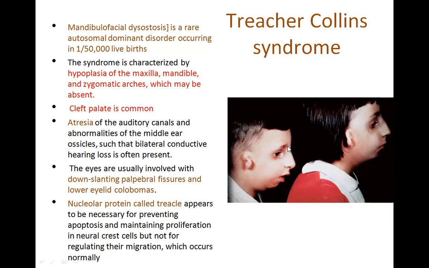There is a protein known as treacle, which is defective over here. It is necessary for preventing apoptosis and maintaining the normal proliferation of neural crest cells, but it does not regulate their migration, which occurs normally. So neural crest cell migration is also defective over here. That is why the first arch elements, the maxilla and mandible, are not formed properly. This is known as Treacher-Collins syndrome.